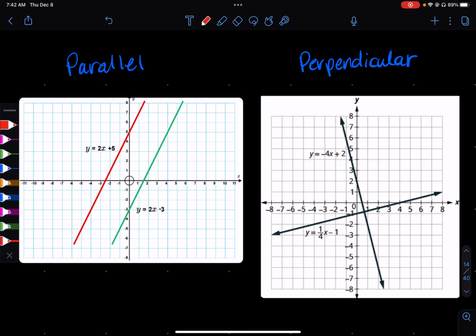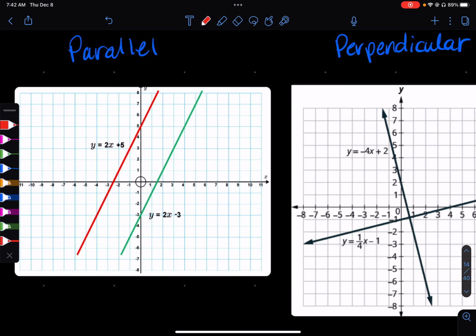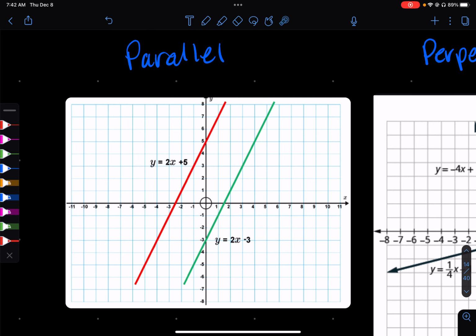Today, I'm going to remind you what parallel and perpendicular lines are and how to know the difference. So let's look at parallel first. If you look at parallel lines, obviously there's some type of relationship, right? This line looks like it's going up in the same direction like this. Parallel lines never touch, and the reason why they never touch is because of their slopes. Their slopes are going to be the same. They have the same rate of change, right?